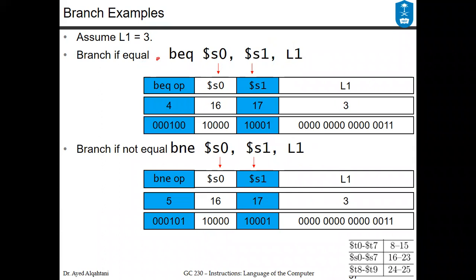Let's take the branch equal again. If you are executing this instruction, and you know that S0 has the value 5 and S1 has the value 7, obviously they are not equal. So what happens to the branch now? Since 5 doesn't equal 7, there is no branch. You do not branch to L1. You continue right after the branch equal, to the next instruction and so on.